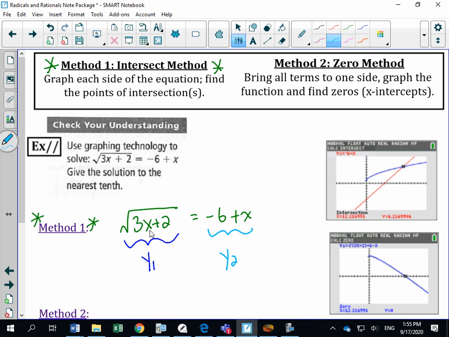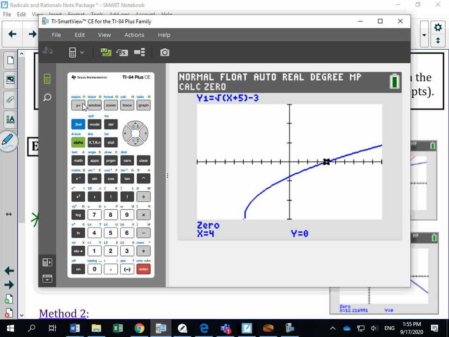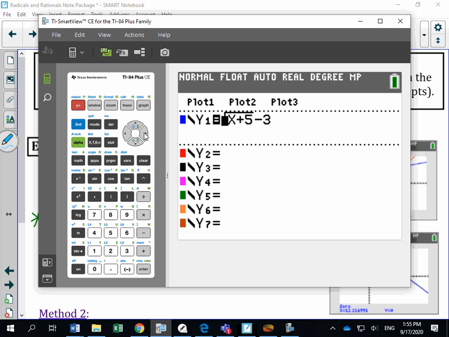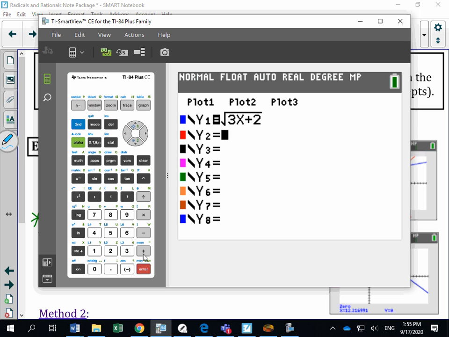When you type it into y1, you're going to have a radical graph, because that's our radical. This is going to be a linear function, so it's going to be a straight line. And then we're simply going to find the intersection of those two graphs. So let's punch it into our calculator and see what we get. Again, my radical equation was the square root of 3x plus 2. And then my linear equation was negative 6 plus x.